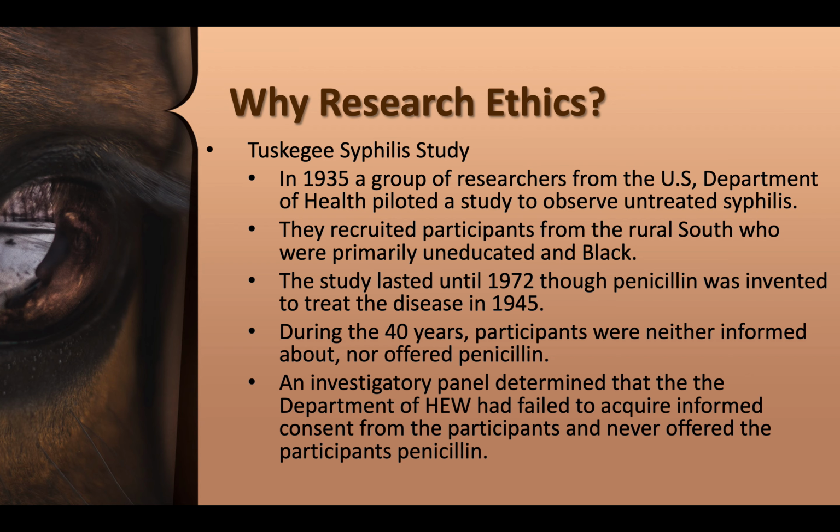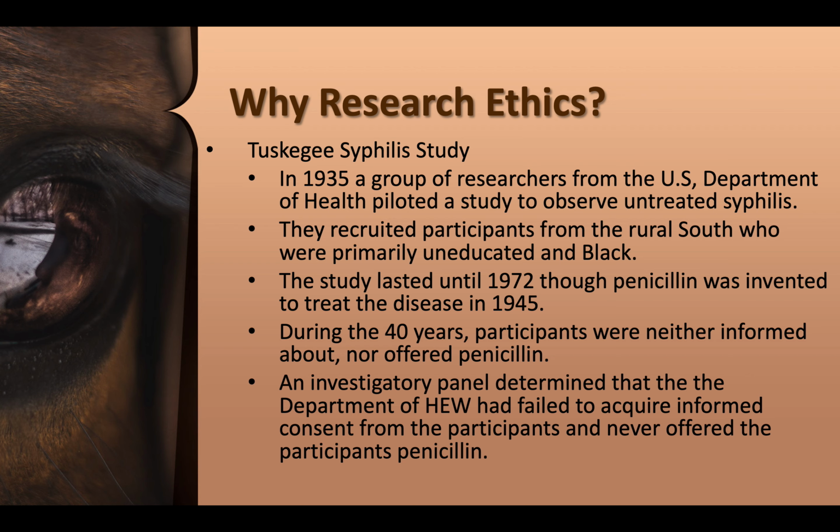So why research ethics? Once upon a time, there was research done by the U.S. Department of Health. This is in 1935. They called it the Tuskegee Syphilis Study. What they did, they wanted to find out what would happen if they left individuals untreated for syphilis, people that had come down with syphilis and then they just didn't treat them. They recruited participants from the rural South who were primarily uneducated and they were black.